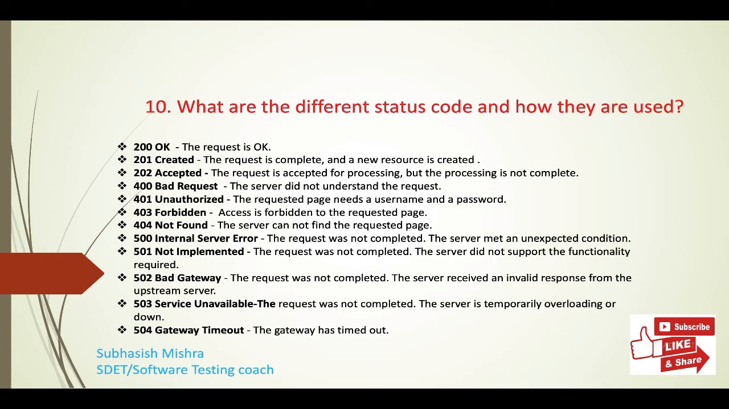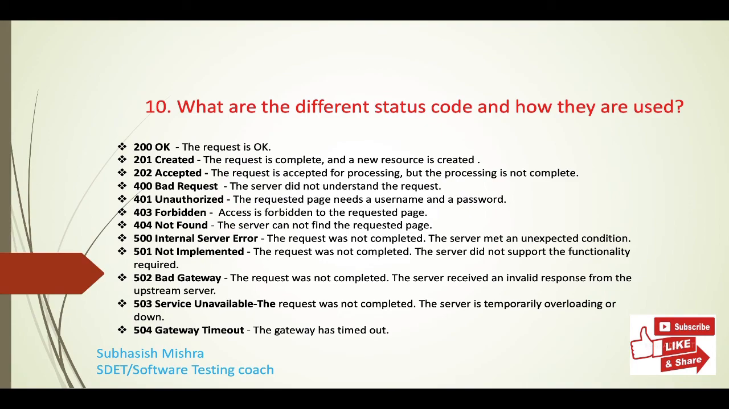Then 500 Internal Server Error, the request was not completed, the server met an unexpected condition, which is, for example, not handled in your code, and you get an exception as 500 Internal Server Error. Then 501 Not Implemented, whatever you are requesting, it is not implemented, it is not yet developed. In that case you get 501 Not Implemented. 502 Bad Gateway, the request was not completed, the server received an invalid response from the upstream server. Then 503 Service Unavailable. The request was not completed, the server is temporarily overloaded or the server is down.